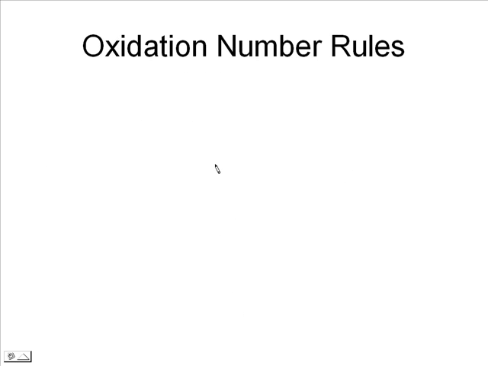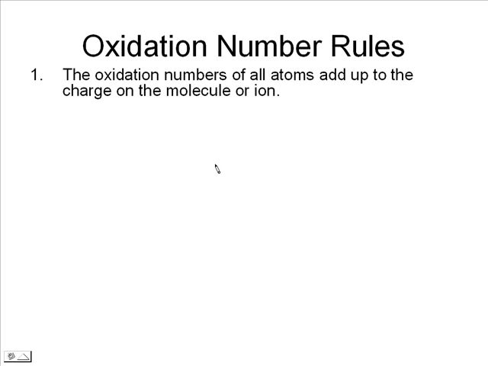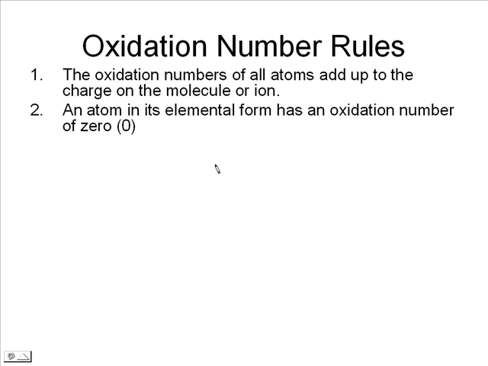We simply have to keep track of the oxidation numbers of all the elements involved in the reaction. The way we do that is we have our set of oxidation number rules. Rule number 1 tells us that the oxidation numbers of all the atoms add up to the charge on the molecular ion. So if you have SO4 2-, the sulfate ion, it must add up to -2. If an atom or element is in its elemental form, its oxidation number, and remember oxidation number just means the charge, that's the fancy way of saying what's the charge on it.